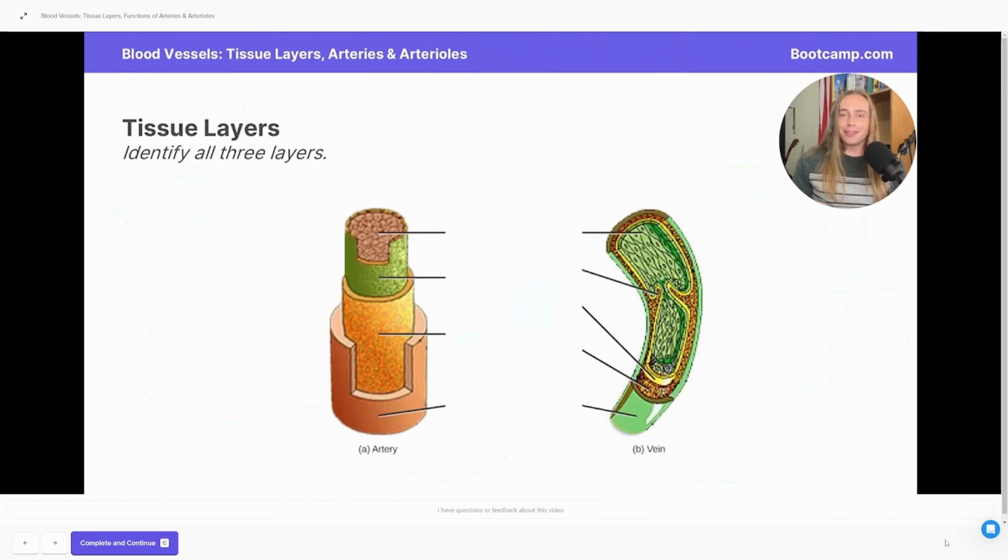Now that we've learned all of the layers of a blood vessel, let's go ahead and do a quick quiz to see if you've got it down. So label this image and also try to see if you can point out some differences between arteries and veins.